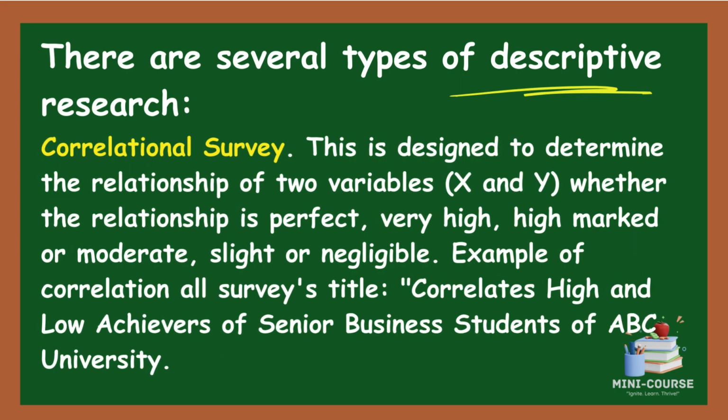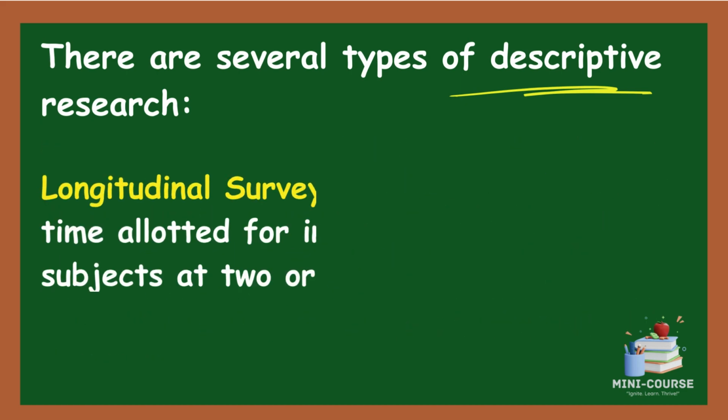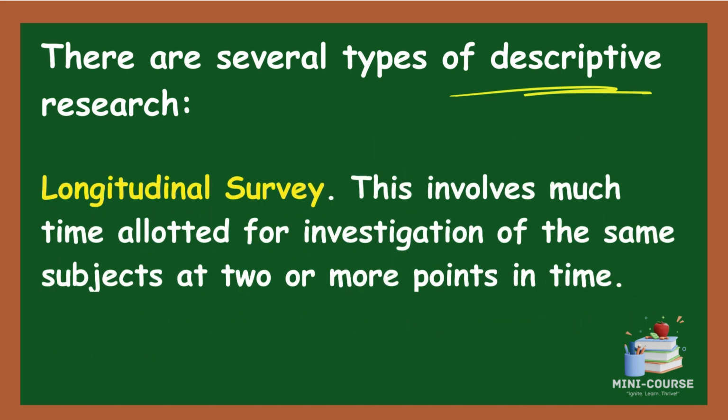Correlational survey. This is designed to determine the relationship of 2 variables, x and y, whether the relationship is perfect, very high, high or marked, moderate, slight, or negligible. Example of correlation: a survey titled "Correlates of High and Low Achievers of Senior Business Students of ABC University." Longitudinal survey. This involves much time allotted for the investigation of the same subjects at 2 or more points in time.